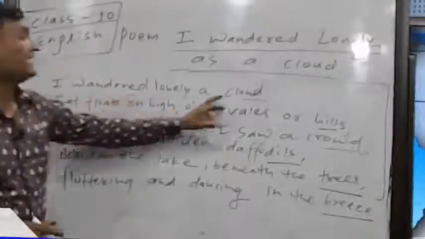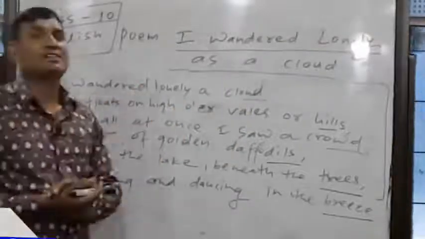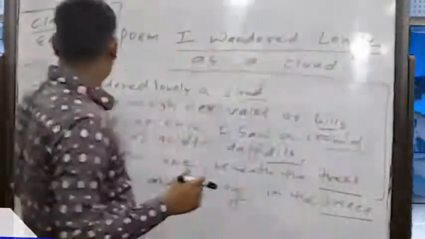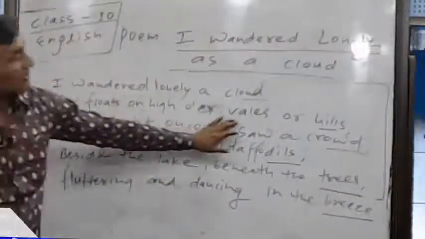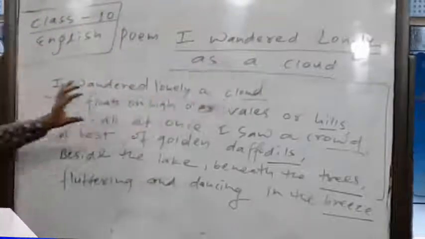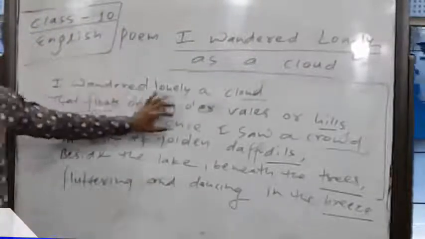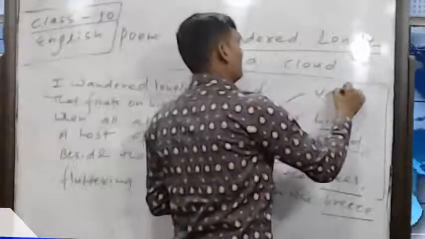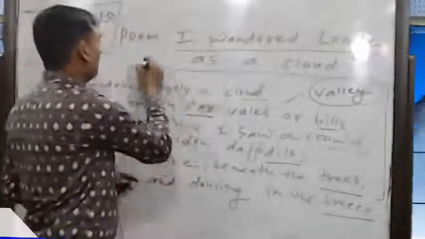I wandered lonely as a cloud. It means I moved here and there, lonely, in a single way, as a cloud. It means above. Then that floats on high over vales. It means cloud. The cloud that floats on high over the vales. Vales means here valley. Over means here over.